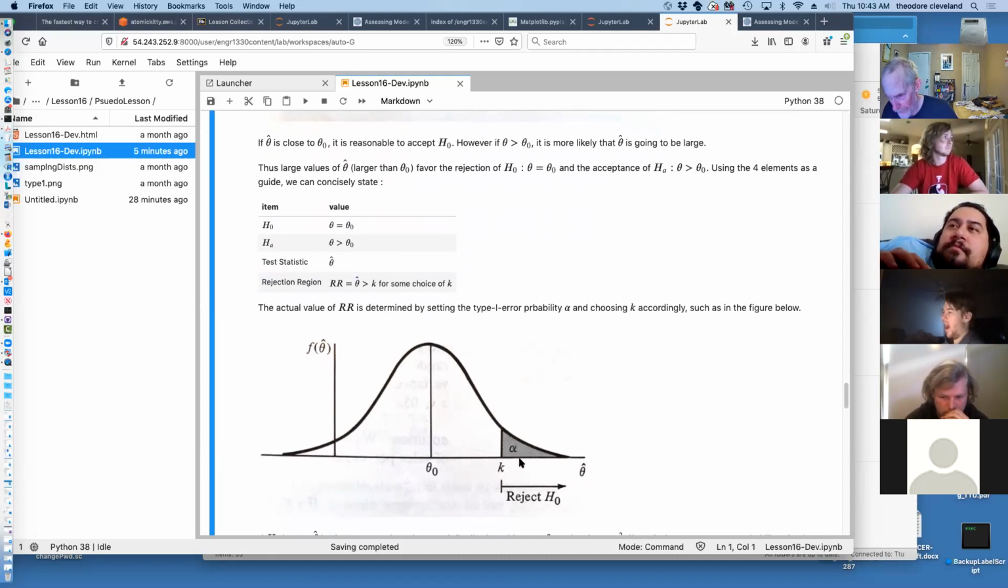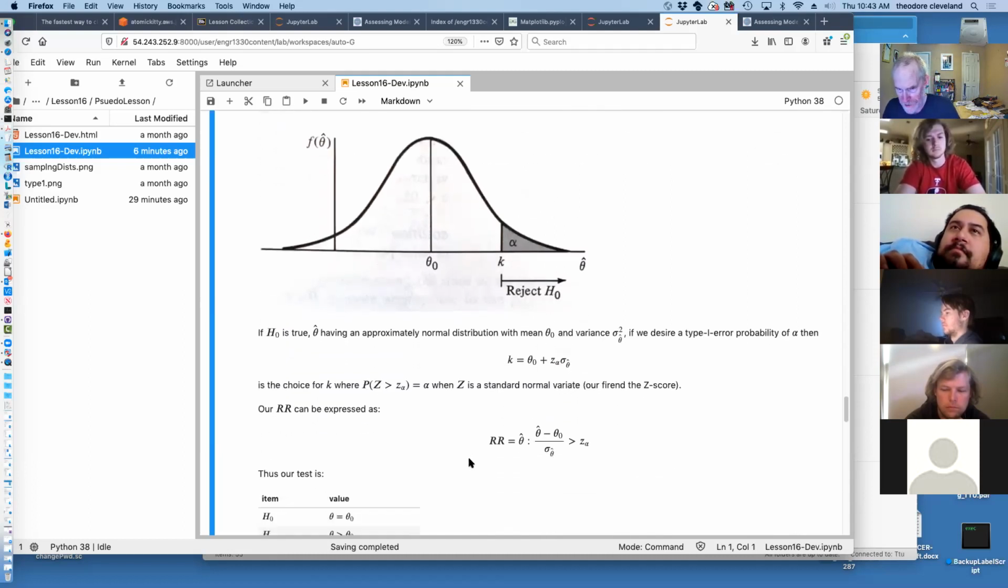So here's our distribution, and we're going to pick a type 1 error probability, usually 5% or 0.5%, and we belabored that quite a bit in the last lab. And that probability in this particular type of test construction represents the area under one of the tails. So let's say we want the area to be 5%. If it happens to be a normal distribution, we can use a quantile function to find out what value K has to be to integrate from K up to infinity to produce an alpha region of 5%. And then K becomes the numerical value at which we reject based on our test statistic.